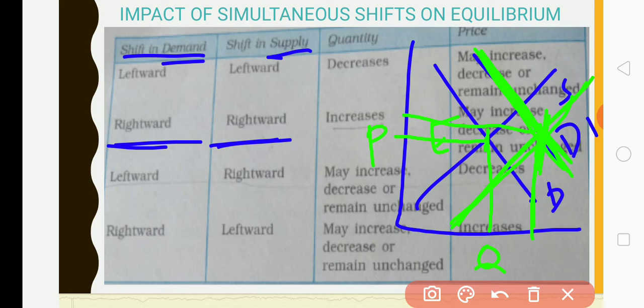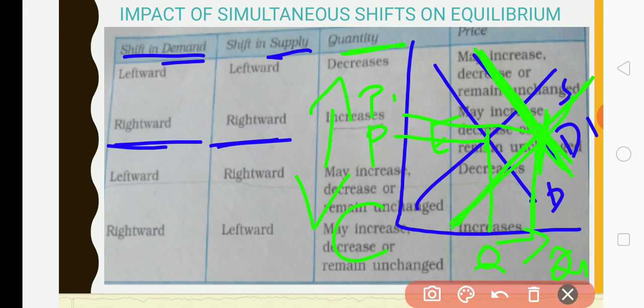Okay, now you observe what happened to the quantity? The quantity has increased from Q to Q1. Have you understood? And what about the price? P1. So the price may increase, or the price may decrease, or it will remain constant.